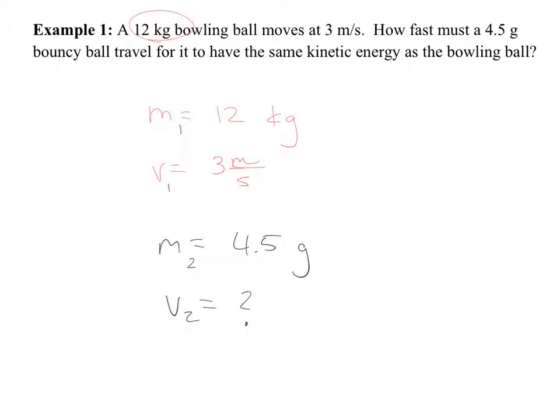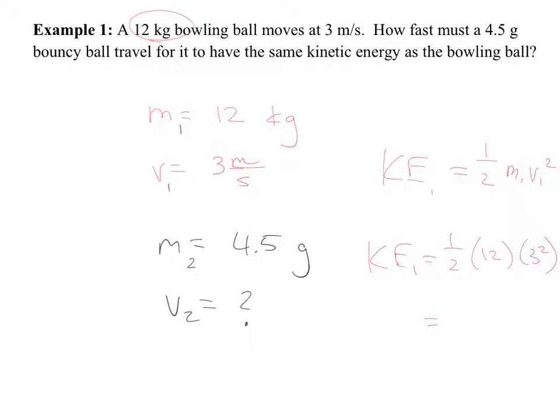So our goal here is to find V2. We're trying to figure out the kinetic energy of each of these and set them equal to each other. So the kinetic energy of object 1 is 1/2 mass 1, V1 squared. So the kinetic energy of object 1 is going to be 1/2 times 12 times 3 squared.